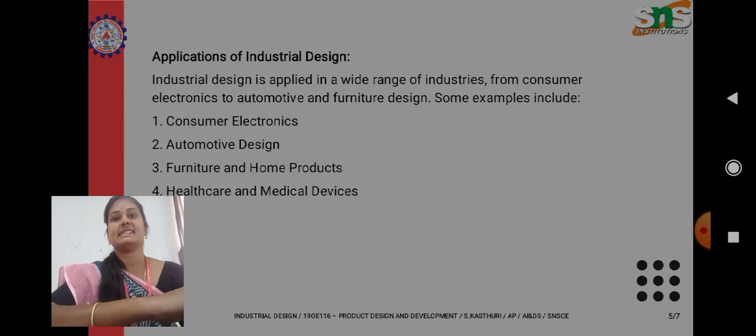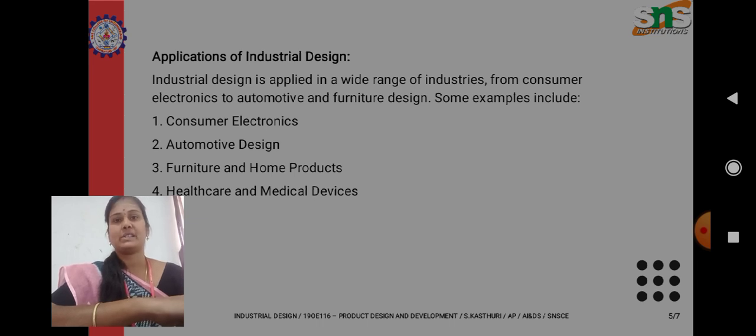Applications of industrial design. Industrial design is applied in a wide range of industries from consumer electronics to automotive and furniture design. Some examples include consumer electronics: smartphones, laptops, smartwatches and home appliances all rely on industrial design for aesthetics, usability and ergonomics. For instance, Apple's iPhone is renowned for its sleek design, intuitive user interface and ergonomic features.